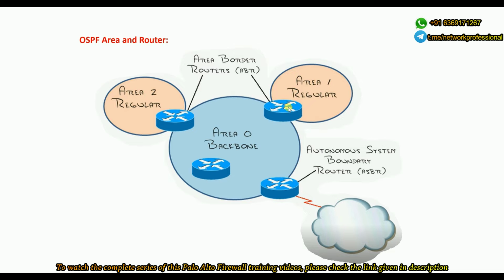We can also use OSPF to exchange routes with a different autonomous system. In that kind of topology, we may use a router that is connected to a different autonomous system. That router is referred to as an autonomous system boundary router, ASBR.